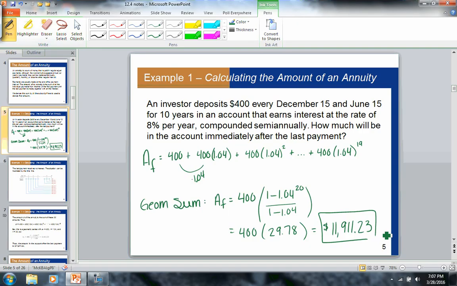Remember, on tests and quizzes, when we do these types of problems, you want to write your final answer in a sentence. So how much will be in the account immediately after the last payment? This is how much. So if he deposits $400 twice a year, every year for 10 years with an 8% interest rate, this is how much he'll have at the end.